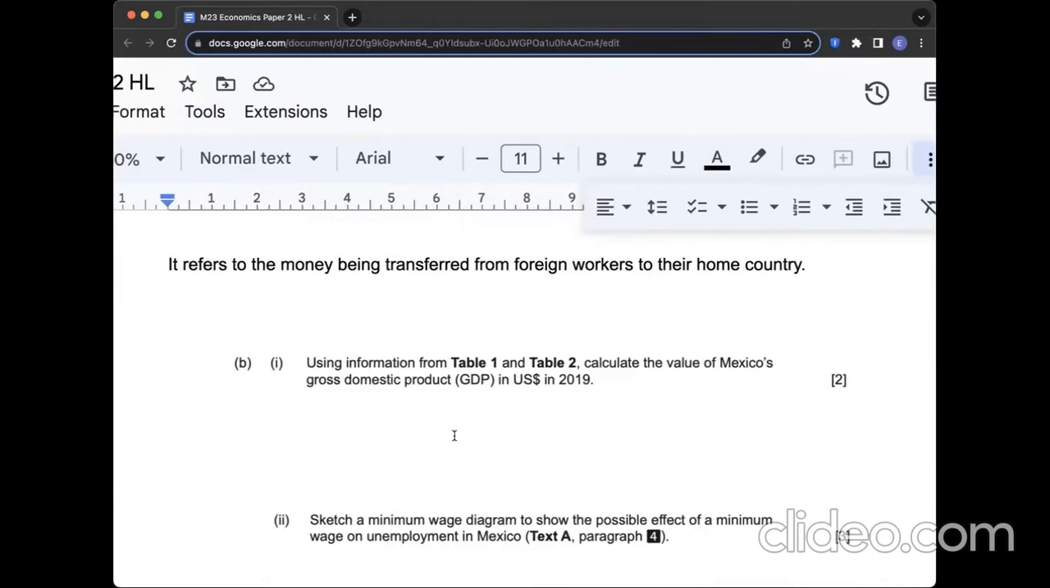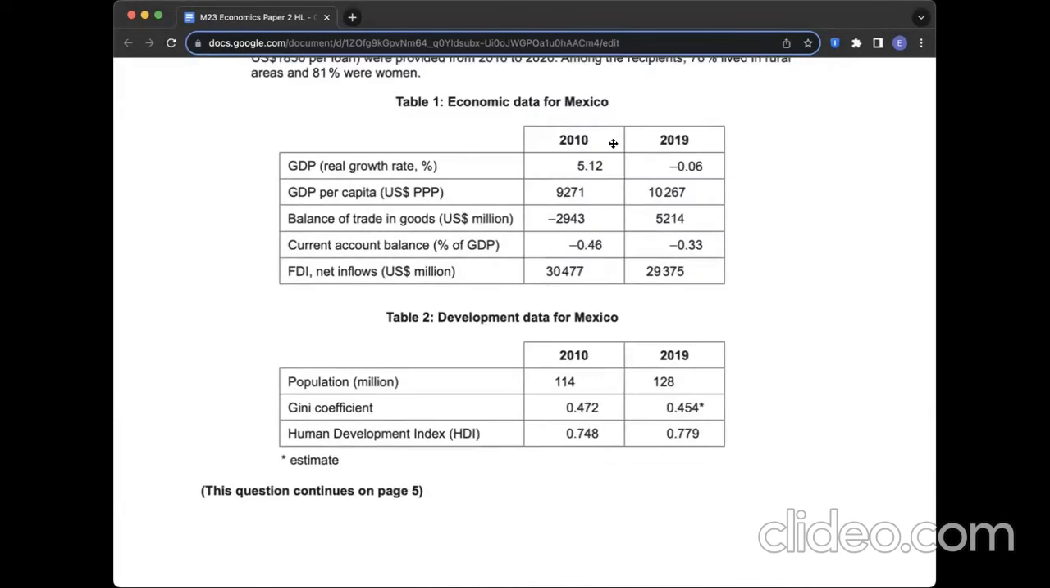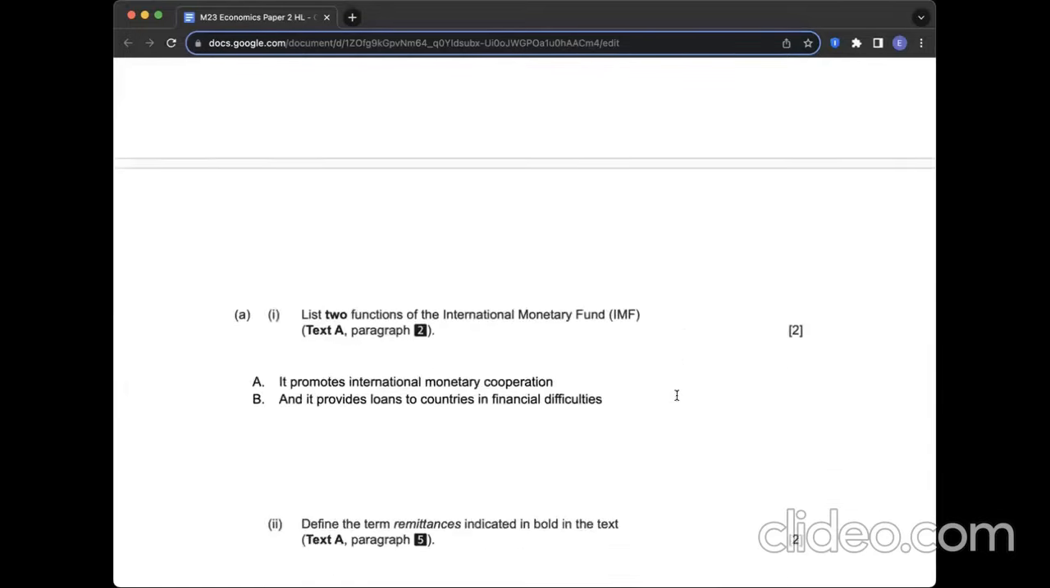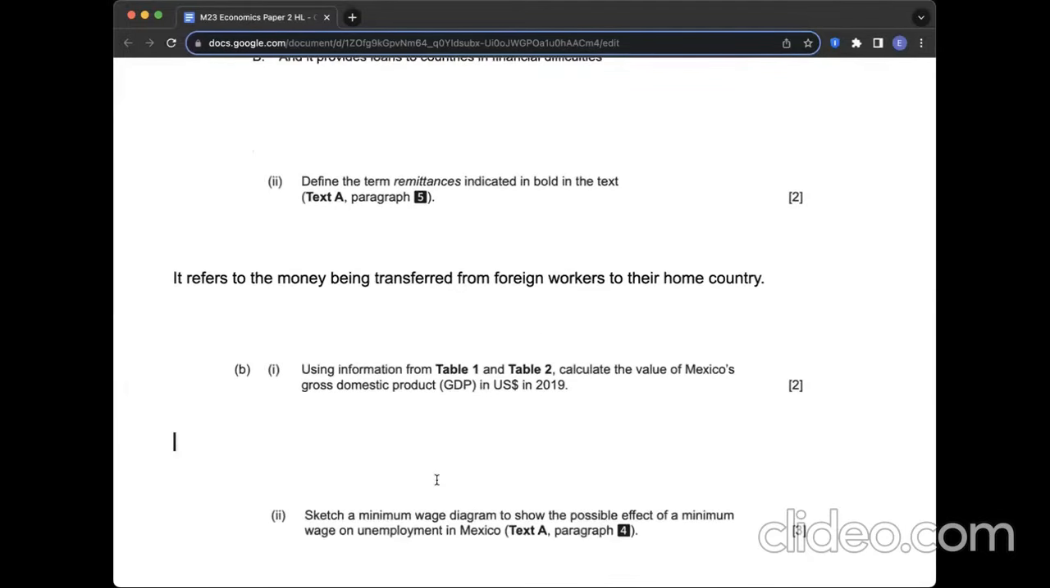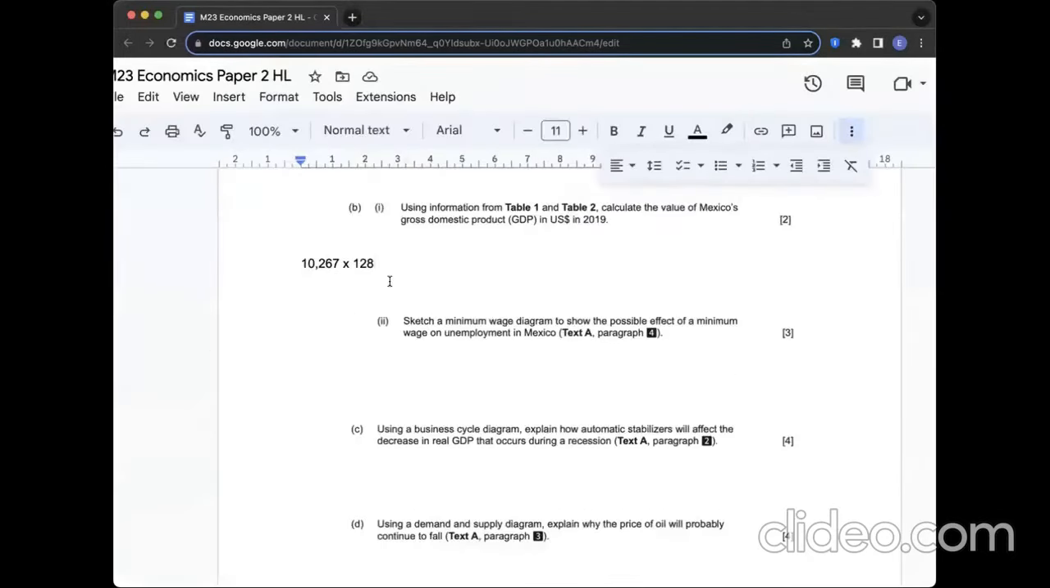Using information from table 1 and 2, calculate the value of Mexico's GDP in US dollars in 2019. I know GDP per capita in 2019, which is this one. And I also know the population in 2019. Then if I multiply these 2, I can get the pure value of GDP, which is going to be this many dollars.